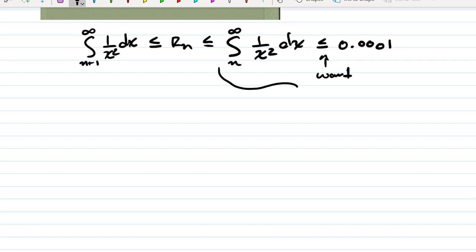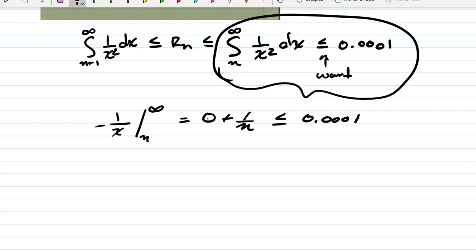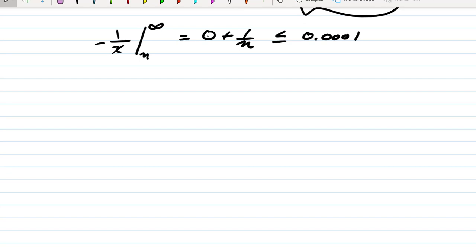So then what we want is this piece. We evaluate our antiderivative again, which is still negative 1 over x, but this time we're evaluating it from n to infinity, which is going to equal negative 1 over infinity, which is still 0, minus a minus is a plus, 1 over n, and we need this to be less than 0.0001.